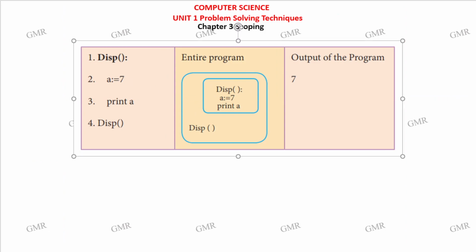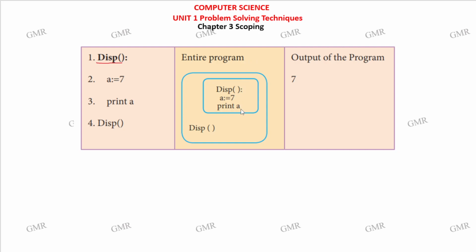Okay, listen. This is the program, and here it's a block of program, and this is the output. We are using display as a function. In display, we are giving the value of a as 7, and we are printing a, and we are calling the display function. So the value will be printed as 7.